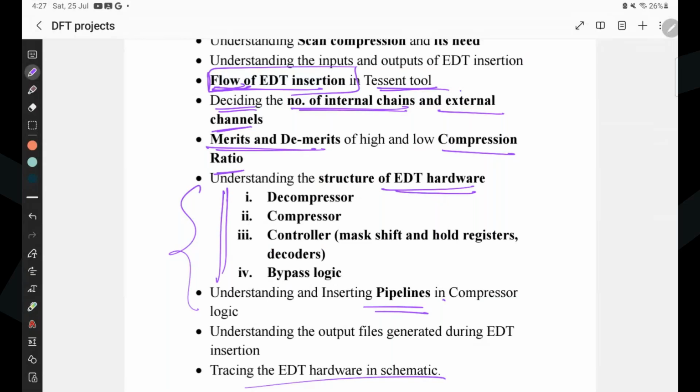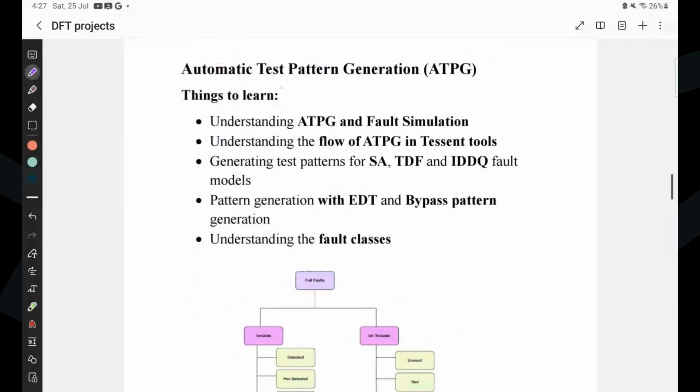When we do the labs, you will be able to understand what each step is. Now I'm just telling what all the things will be covered. You will understand what each step means when we do the labs. And then ATPG, again, the flow of ATPG.